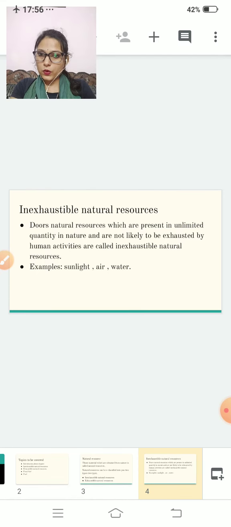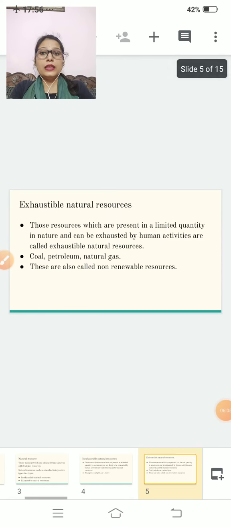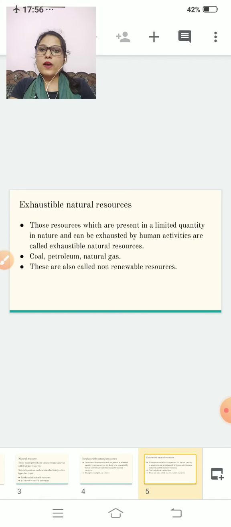I am repeating once more. Those natural resources which are present in unlimited quantity in nature and are not likely to be exhausted by human activities are called inexhaustible natural resources. Examples: sunlight, air and water. Now move to the second one, exhaustible natural resources.